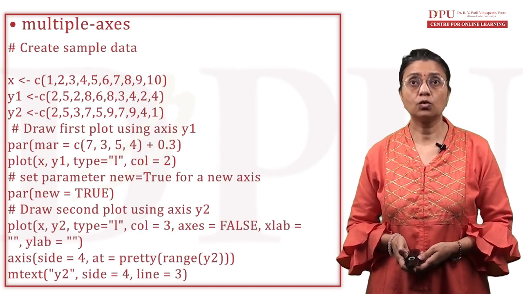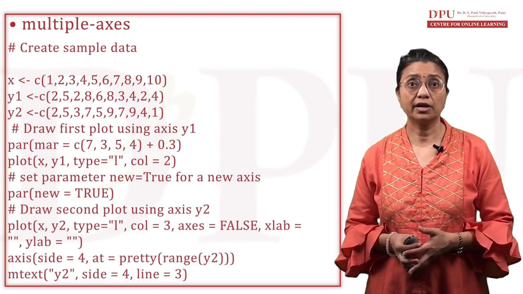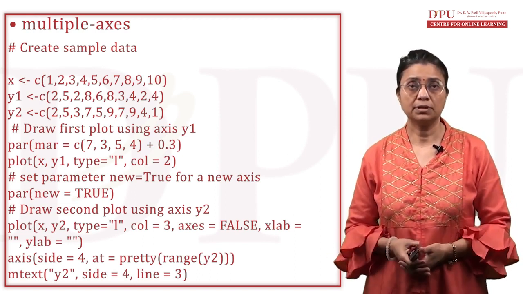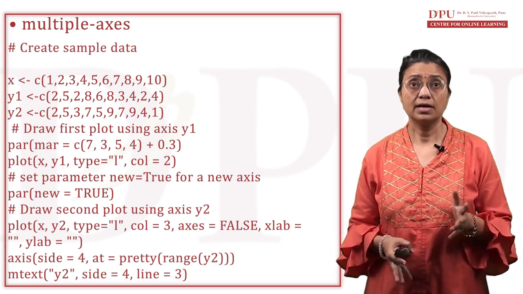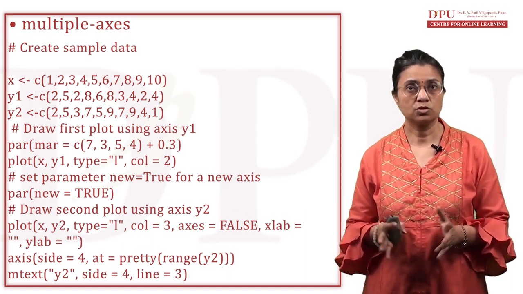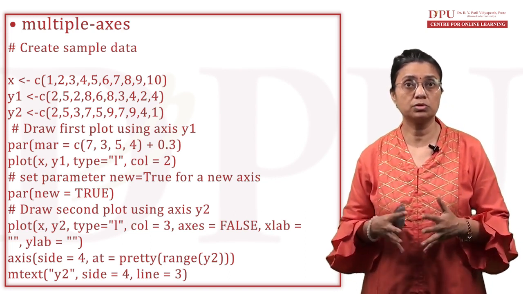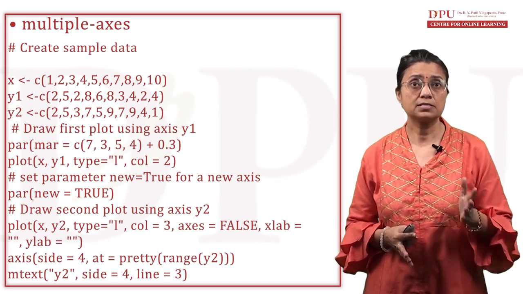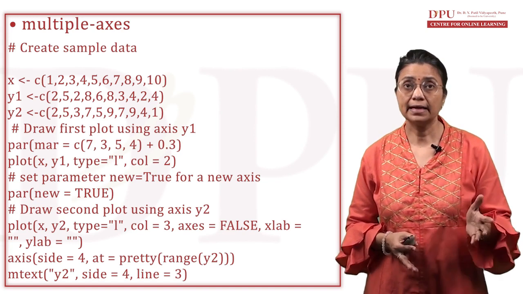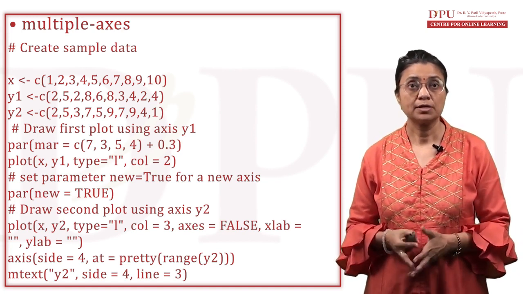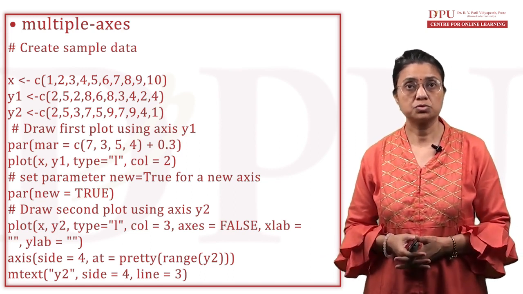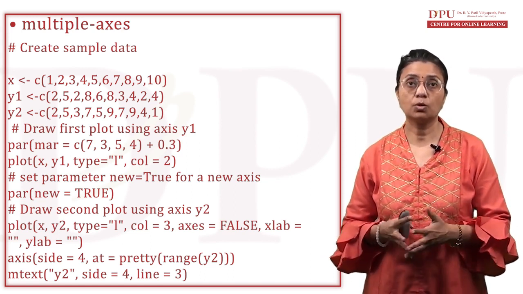Now, let's have a look at one more type of graph where we are plotting a line graph. You can see over here again in this example, there is an x-axis, a y1 axis and a y2 axis, and accordingly there are values. For the x-axis, the values are from 2 to 10 and for the y-axis it is 2 to 8, random numbers. Likewise for y2, random numbers are there. So draw the first plot using axis y1. You can see par and mar equals to c(7, 3, 5, 4) plus 0.3.